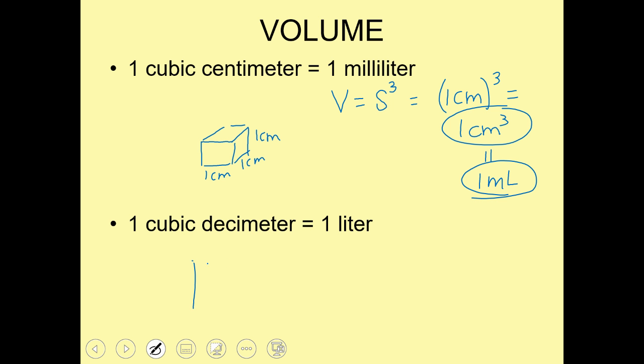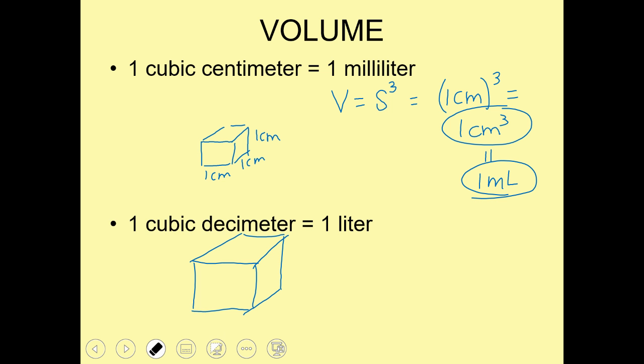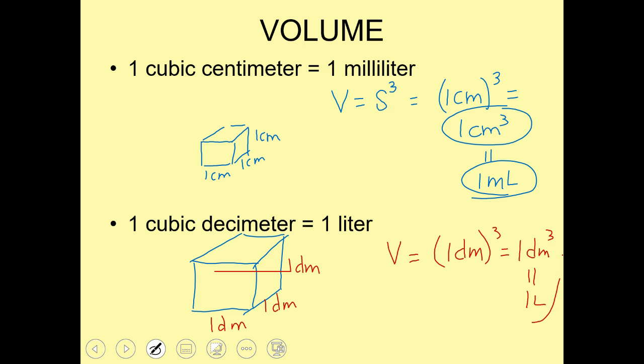If you had a larger cube and it was 10 centimeters on each side, 10 centimeters is the same thing as a decimeter. So we could just say that our cube is a decimeter on each side. Then the volume of this cube would be 1 decimeter cubed, or 1 cubic decimeter. And this quantity is equal to a liter. Let me show you why that is equal to a liter.